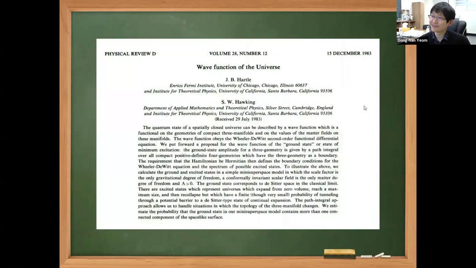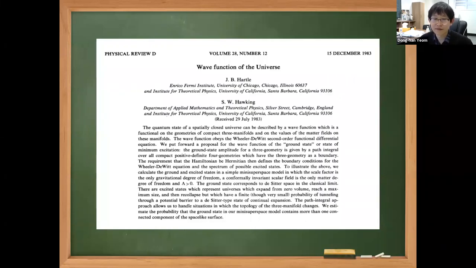This is a very important paper, the so-called wave function of the universe. The authors are Hartle and Hawking. Hartle and Hawking wrote two very famous papers. One was introduced yesterday, and today I introduce a different paper. This paper is especially famous in terms of quantum cosmology: the so-called no-boundary proposal, or Hartle-Hawking wave function, and so on.